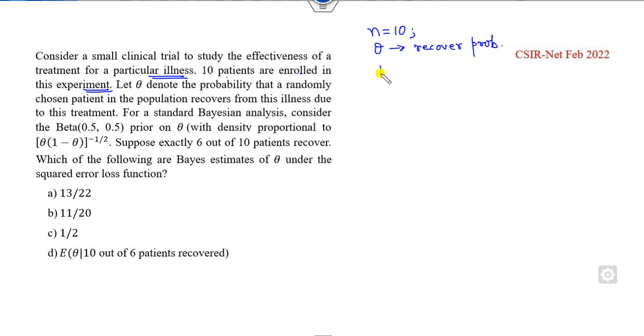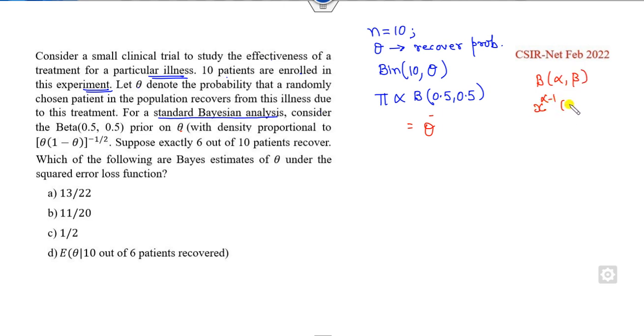So what is the meaning of that? It follows a binomial distribution, with n here. From the standard Bayesian analysis, consider the prior distribution, beta of 0.5, 0.5. What is that? This is the prior on theta. If this is a beta distribution of alpha comma beta, it can be written as x to the power alpha minus 1 and 1 minus x to the power beta minus 1. So 0.5 minus 1 is minus half, and minus half.